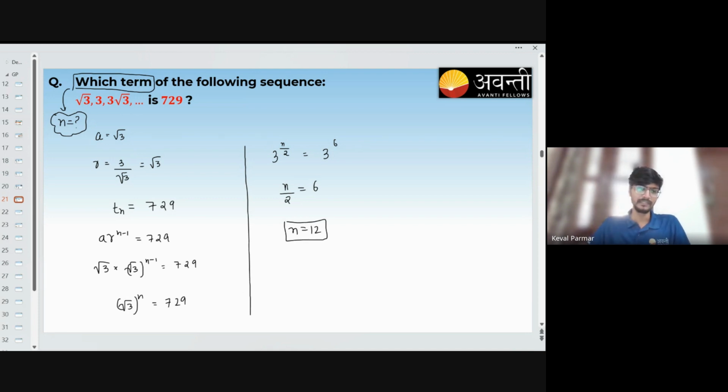Got it? Is it clear till here, guys? All good? Give me a thumbs up. अच्छा, क्वेश्चन देख रहे हो अभी तक? ओके ओके, सुपर.